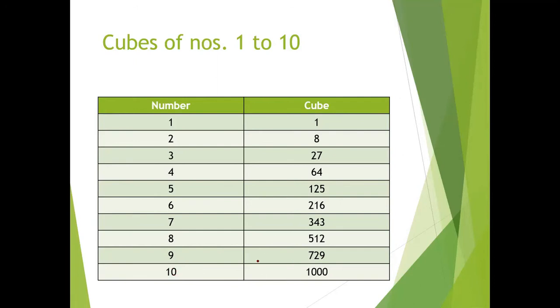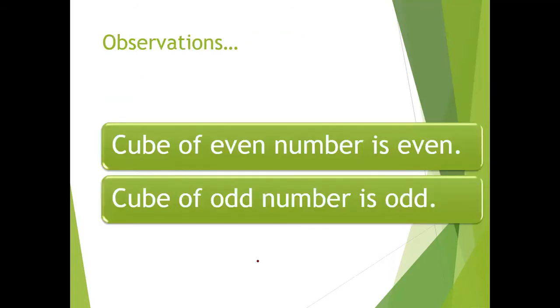Okay, now what are the observations from the table? The cube of an even number is even, and the cube of an odd number is always odd.